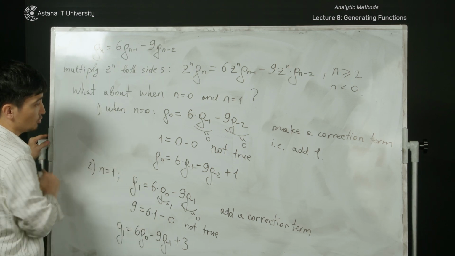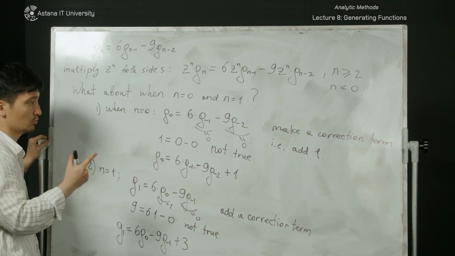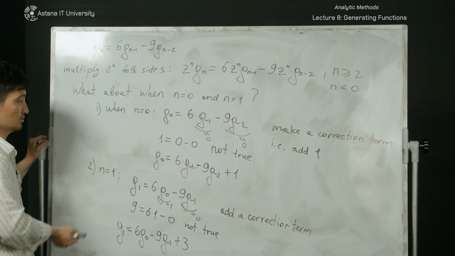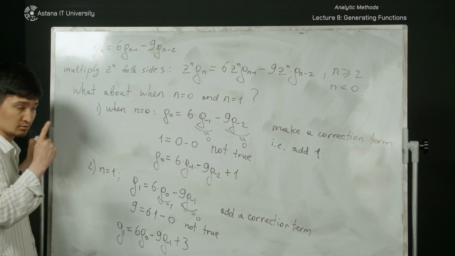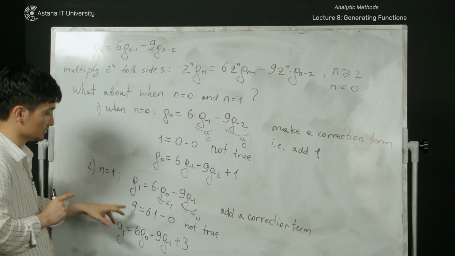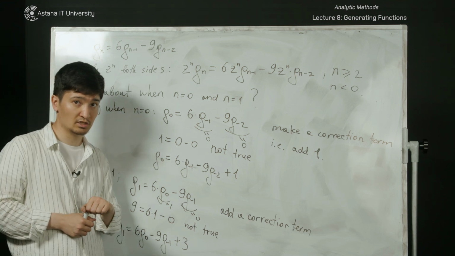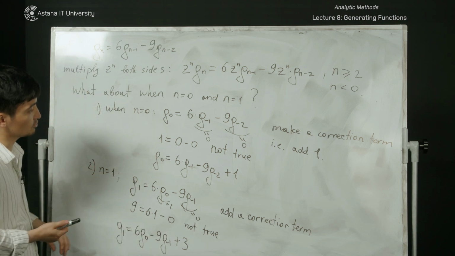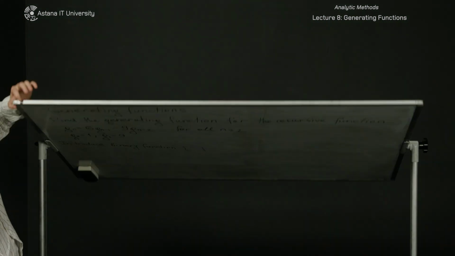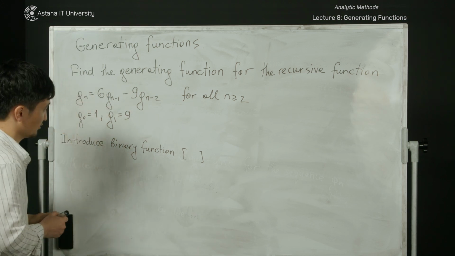So when n equals 0, the function should give us value 1, right? And when n equals 1, the function should give us value 3, right? But remember that the binary function only gives us value 1 or 0. So what we need to do is simply multiply by a specific coefficient.